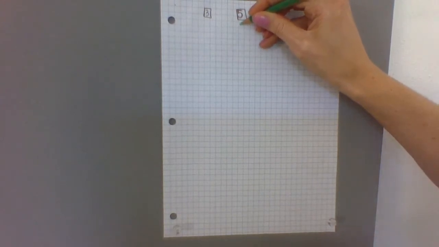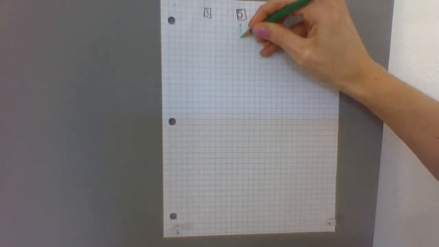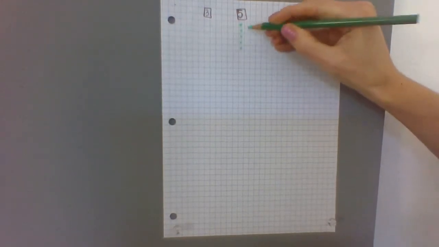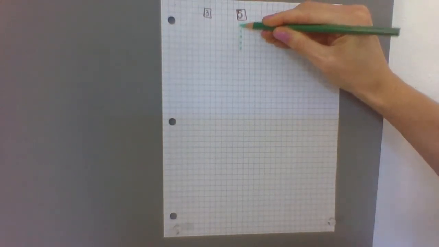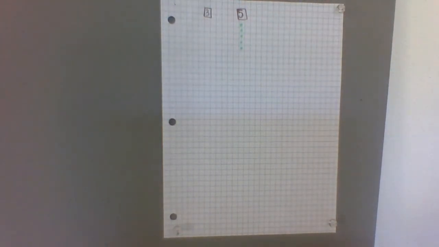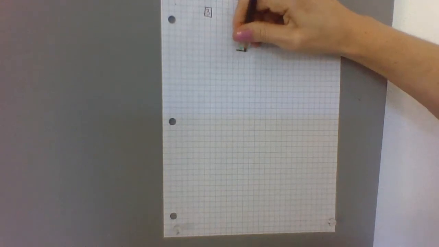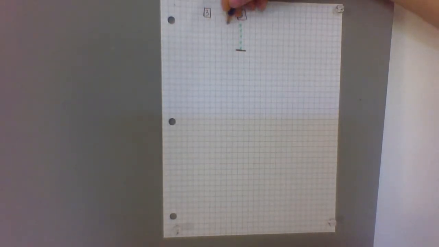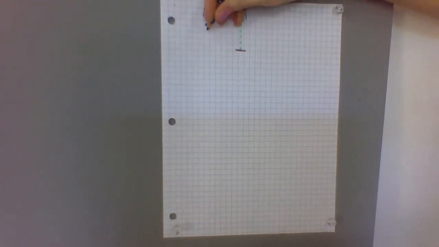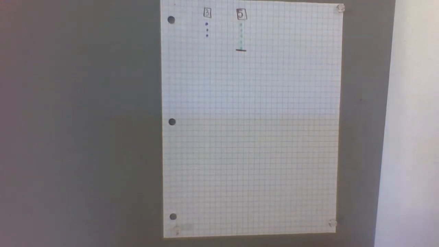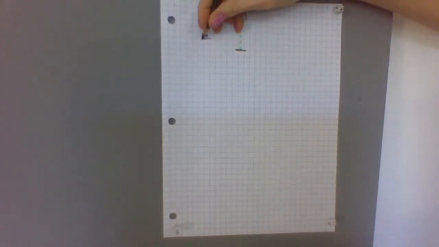So I'll start with 5. 1, 2, 3, 4, 5. See how each peg is in its own square? And I can use my pencil as the paper strip. Next, 3 gets a turn. So starting at the same row as the 5. 1, 2, 3. And here's my paper strip.